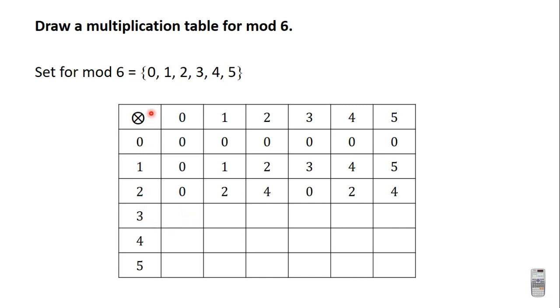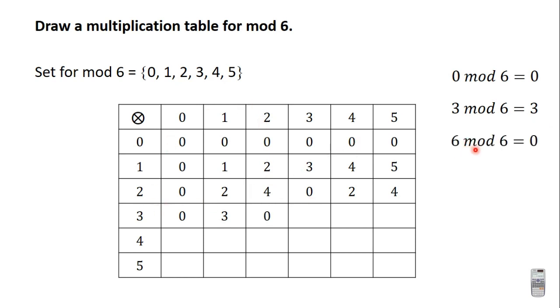We have 3 times 0. 3 times 0 is 0. 0 mode 6 is 0. 3 times 1 is 3. 3 mode 6 is 3. 3 times 2 is 6. 6 mode 6 is 0. 3 times 3 is 9. 9 mode 6 is 3. 3 times 4 is 12. 12 mode 6 is 0 because 12 divided by 6 will give us 2 remainder 0.